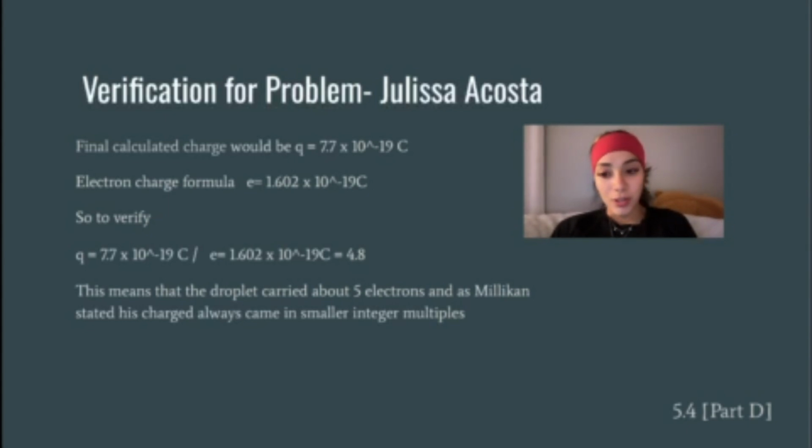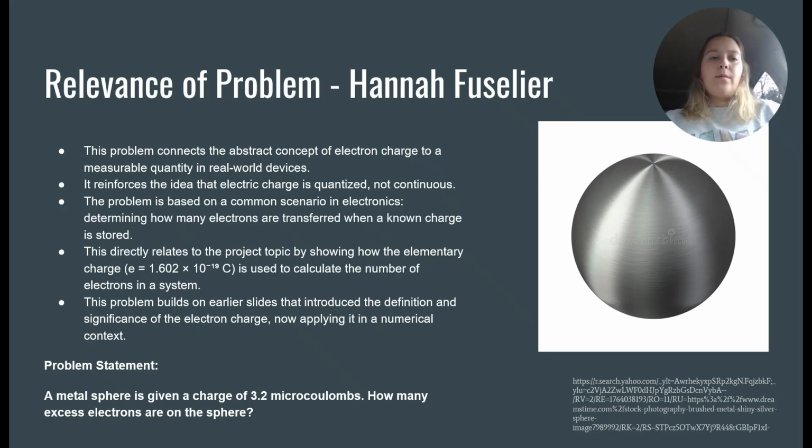The electron charge is e equals 1.602 times 10 to the negative 19th power coulombs. So you verify with the equation here, and that basically means the droplet carried about 5 electrons, just as Millikan's experiment stated: his charges always came in small integer multiples. And that basically sums up my part of the problem.